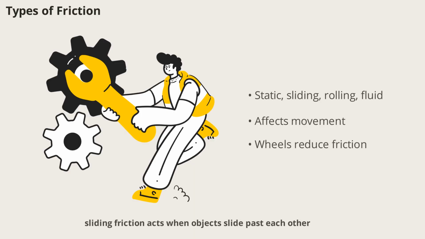Sliding friction acts when objects slide past each other. Rolling friction occurs with wheels or balls, and fluid friction happens in liquids or gases. Each type plays a role in how objects move and interact. For example, rolling friction makes it easier to move heavy furniture on wheels than dragging it across the floor.